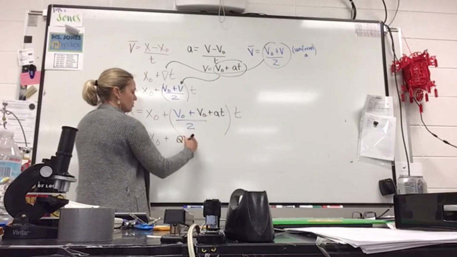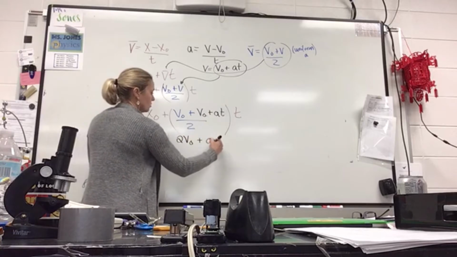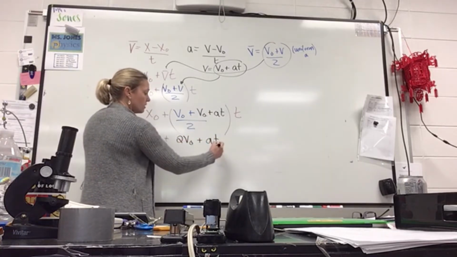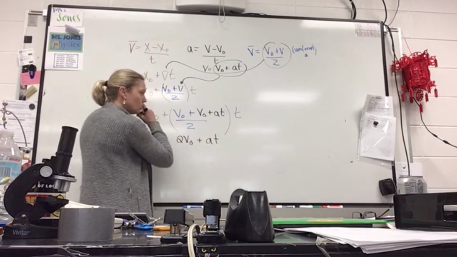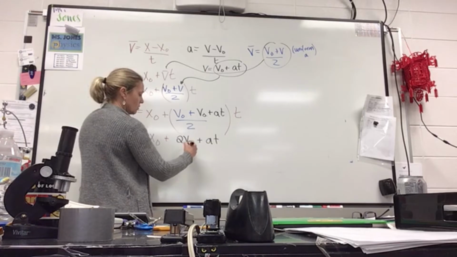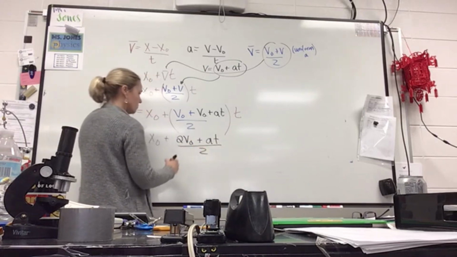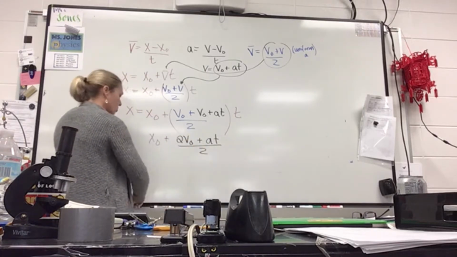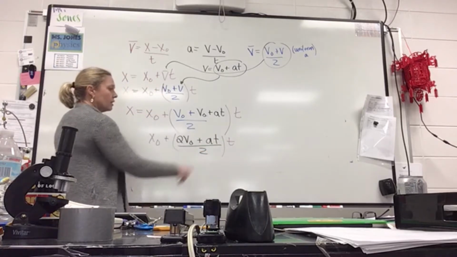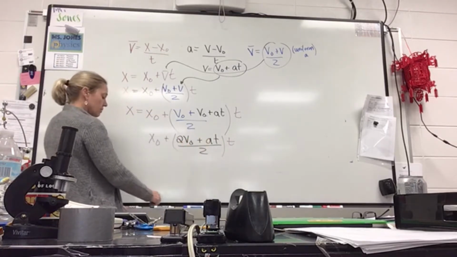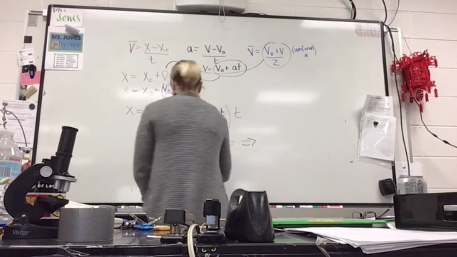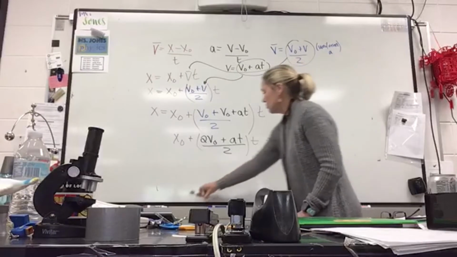Okay. And the two things are divided by 2, right? So what can we do? What do you want to do? Let's leave it for a moment, okay? And then we still have this times t. All right, now we can distribute the t, right? And if I distribute the t, right?